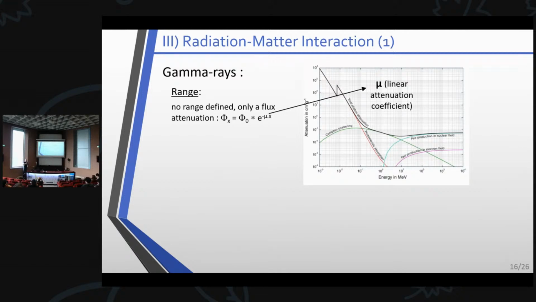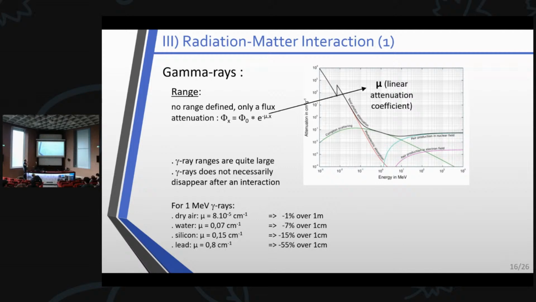Gamma rays penetrate through matter very easily, and in fact, there is no specific range like for alpha or beta particles. For an alpha particle, if the range is, I don't know, 20 microns, you know that at 30 microns you will have nothing. Here, you can just define an attenuation factor for the flux, because you can still have gamma rays going through a large thickness of material. So you have different attenuation coefficients for different materials, and you can define the range with that.